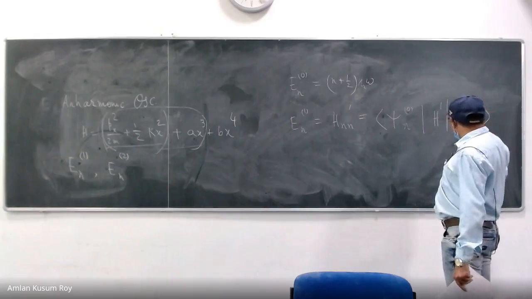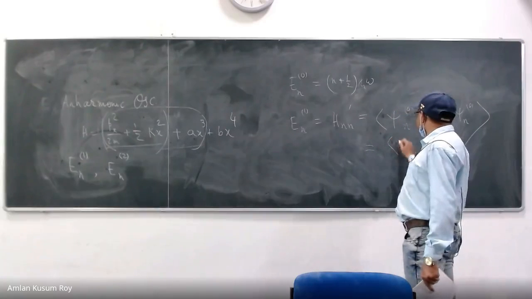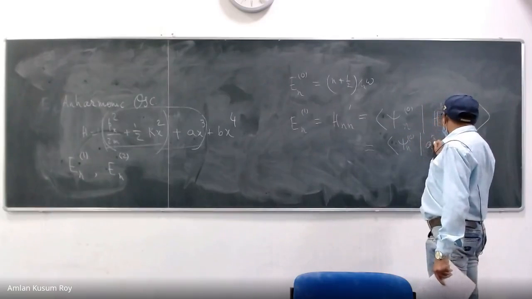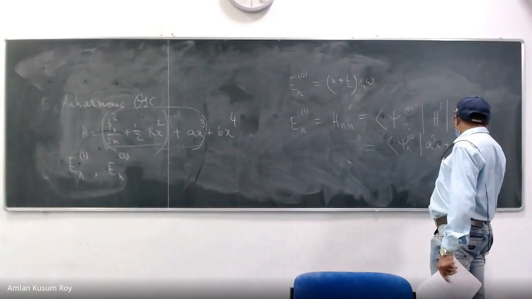Very good. So then what happens? I write psi n0. H prime is ax cube, sorry, ax cube plus bx to the power 4.